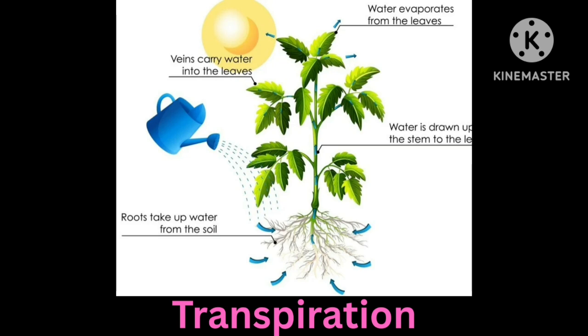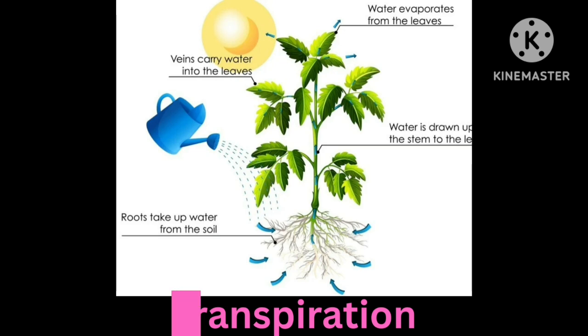Now we will discuss the process of transpiration. Plants absorb water through the roots. This absorbed water is sent to all the parts of the plant, including leaves. Leaves use a little amount of water for photosynthesis. As you all know, photosynthesis is the process of leaf to make food. But the rest of the water, what happens with that? The rest of the water gets evaporated into the atmosphere as vapor. This process is known as transpiration.